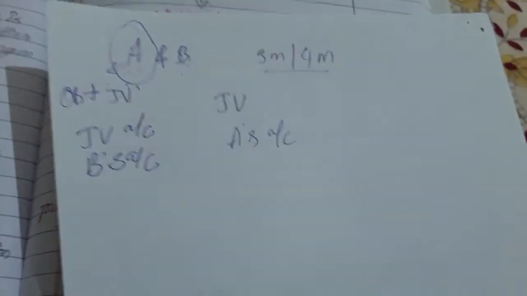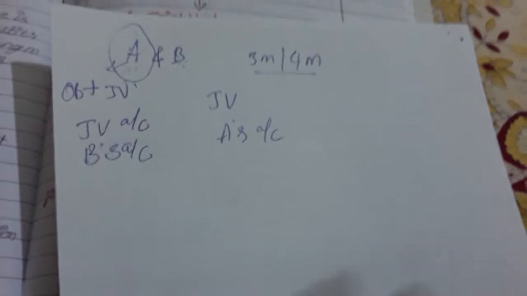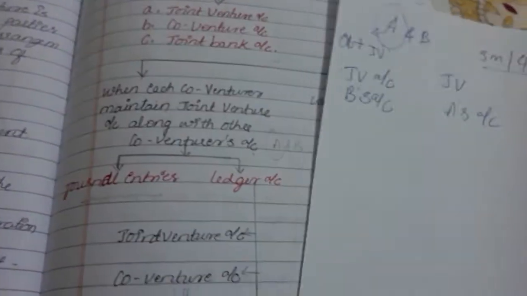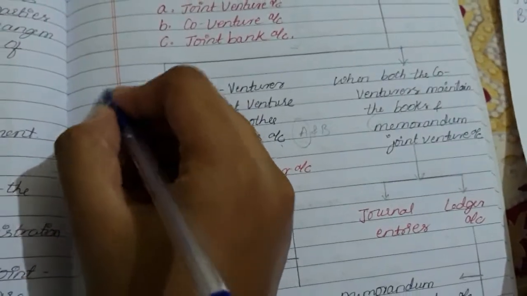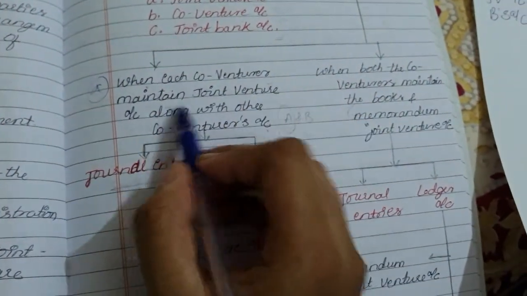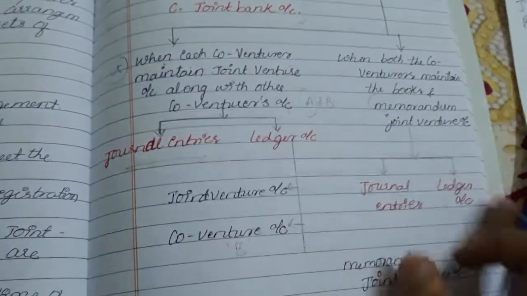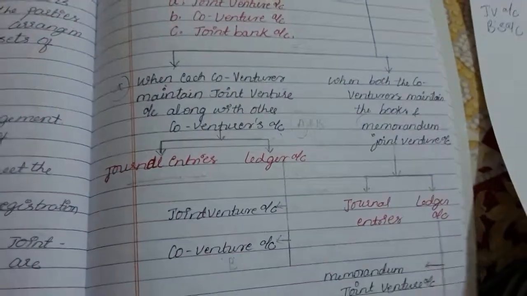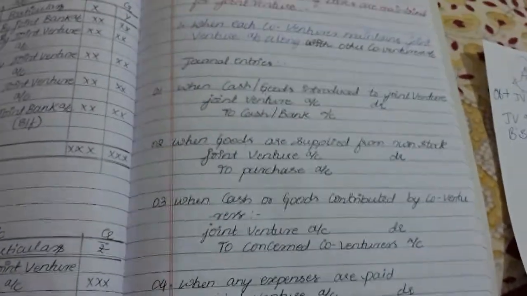So I'll save the format regarding that for later. I hope you have understood this basic concept. Next, coming on to A, I'll only be talking about this one, when each co-venturer maintains a joint venture account along with the other co-venturers. At that time the journal entries will be like this.